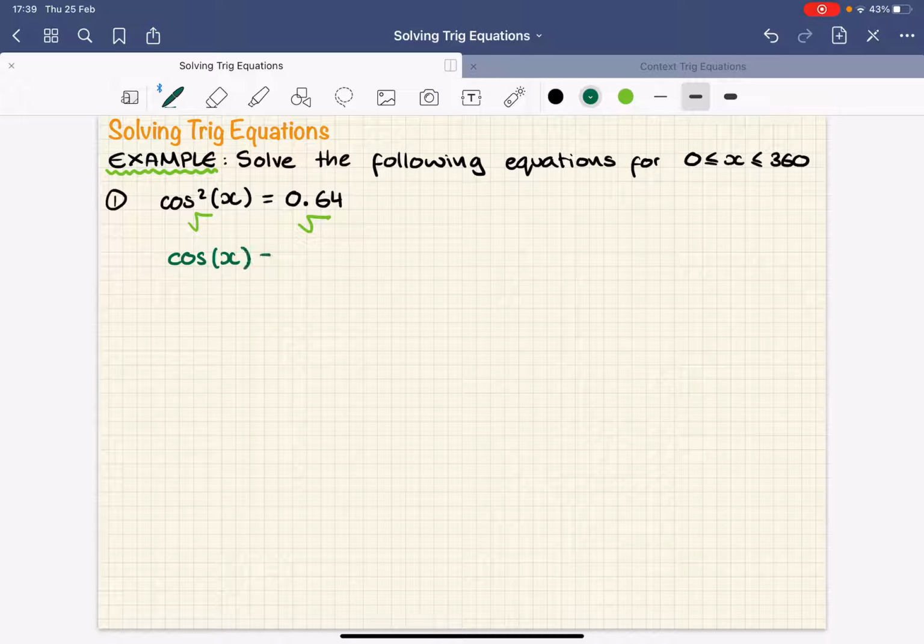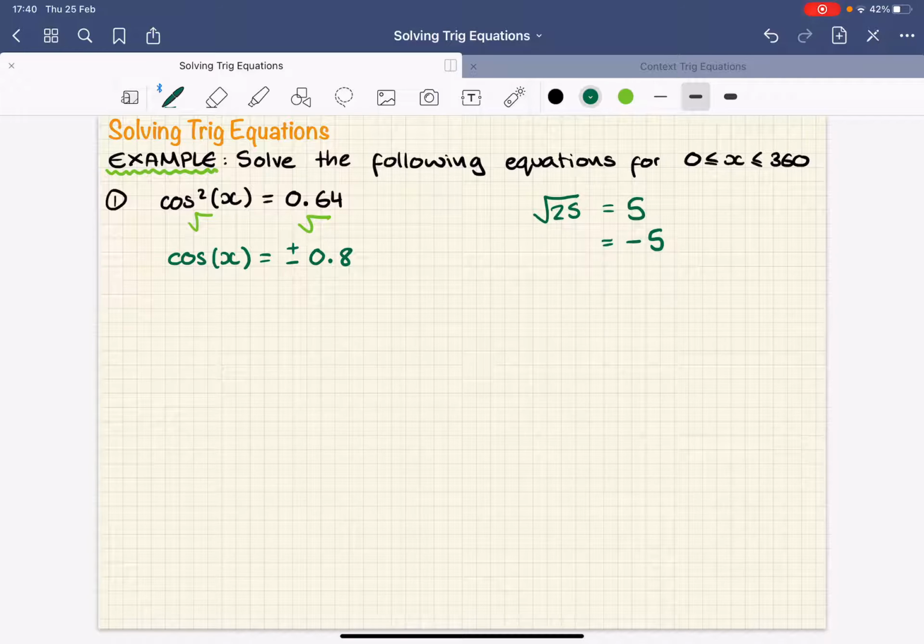Now, one thing to always keep in mind is when I'm square rooting a number that I'm then going to be solving in a situation like this, if I think back to the square root of 25, things that multiply together to give me 25 would be 5 times 5, but also negative 5 times negative 5. They are both valid answers. So that's something that you need to keep in mind for questions like this. So when I square root 0.64, I can either have a positive or a negative 0.8.